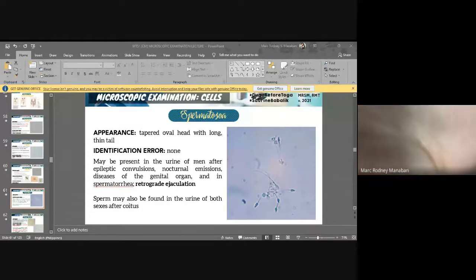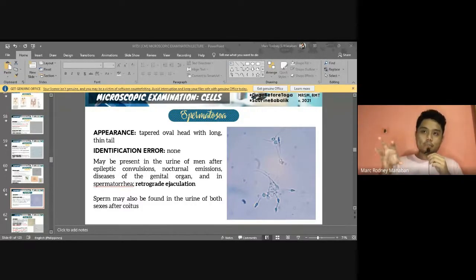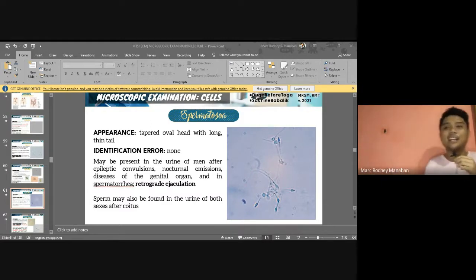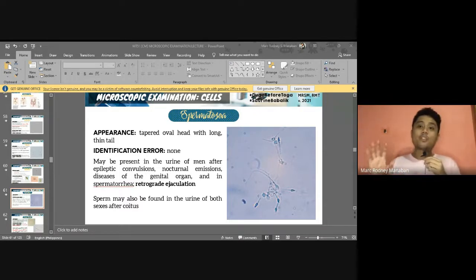Now, it's very important to report sperm, especially in females. Aside from considering it a contaminant, most of the time when sperm is seen in the urine of females, it could only mean one thing: they recently had intercourse with each other. But again, on a more serious note, the presence of sperm in the urine of females can often indicate sexual abuse.